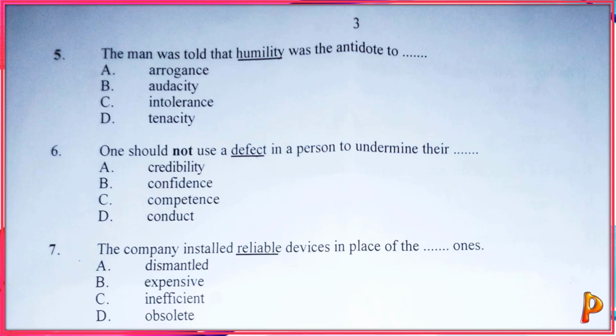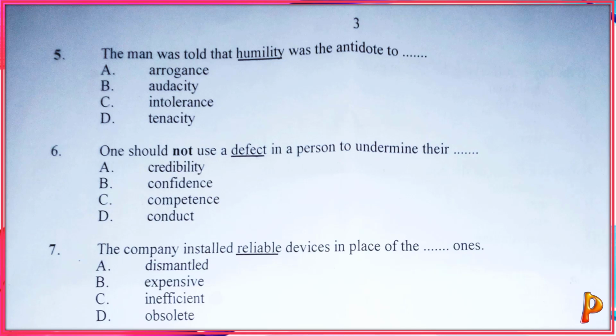Question 6. One should not use a defect in a person to undermine their dash. A. To undermine their credibility. B. To undermine their confidence. C. To undermine their competence. D. To undermine their conduct. The correct answer to this question is answer C. One should not use a defect in a person to undermine their competence.